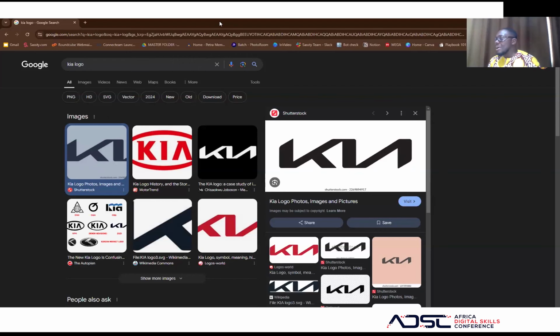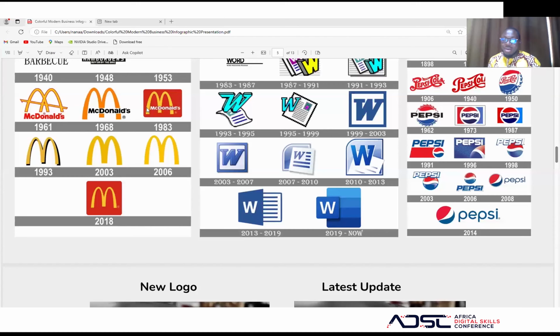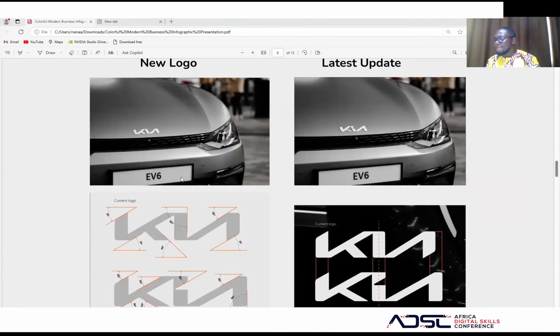So someone came up, a brand identity designer came up with how to position the brand well by redesigning the logo for Kia. This is what he did. This is the logo before. And this is the logo after. You can tell the difference.